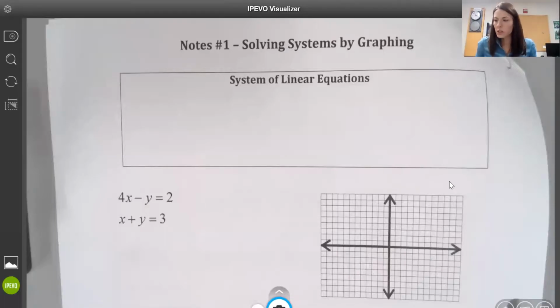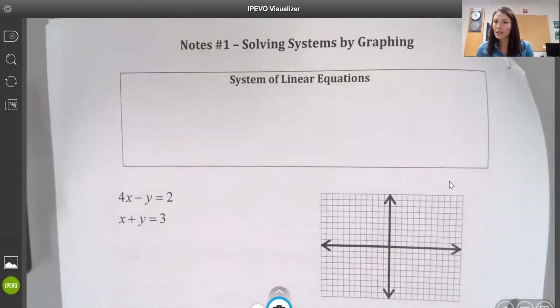So today we're starting our next unit, Unit 3, which is on systems. We're only looking at systems that have linear equations or inequalities, and we're going to start by looking at how we would solve a system by graphing, since we just came off our graphing unit.